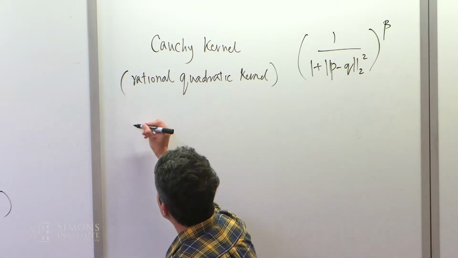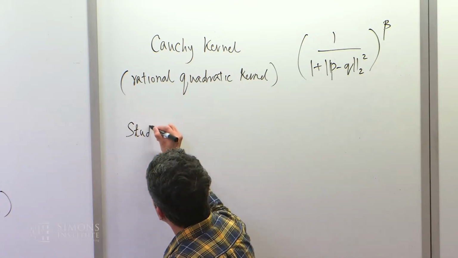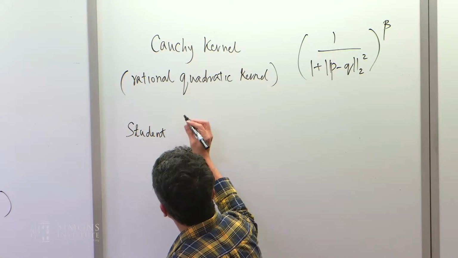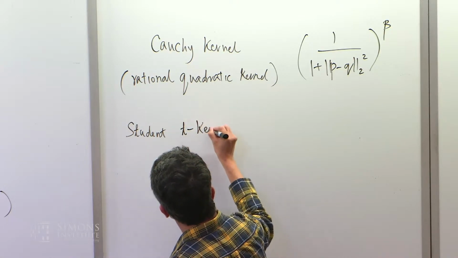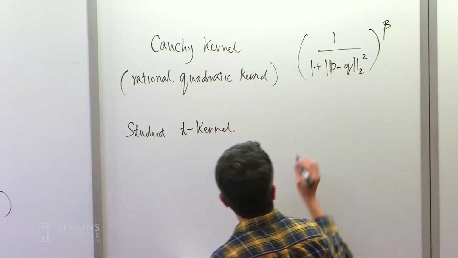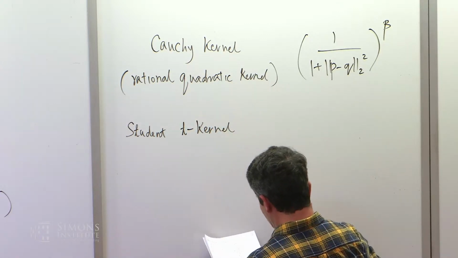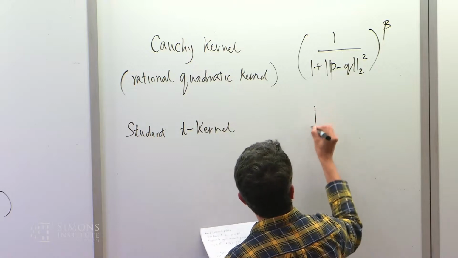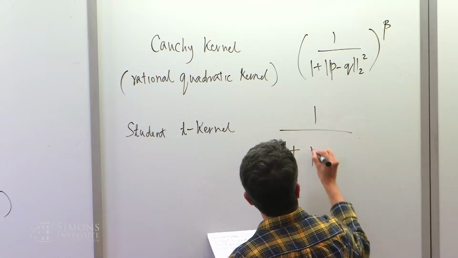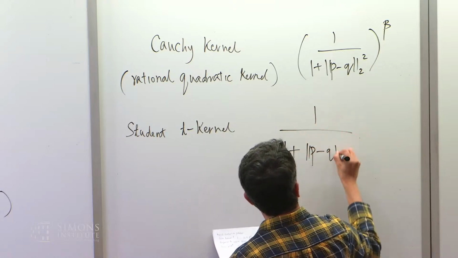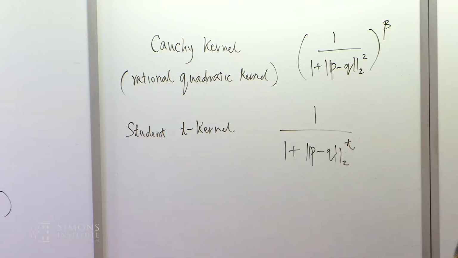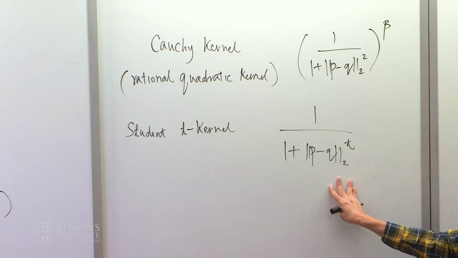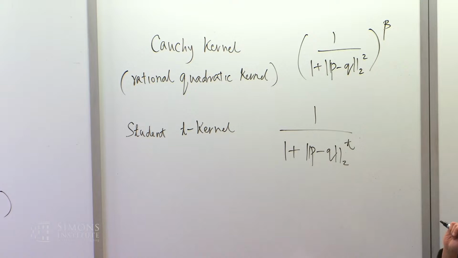Another kernel that we will talk about is the so-called student t kernel. And this expression is just 1 over 1 plus the distance raised to a power. Okay. So again, it just depends on the distance between p and q. All right.